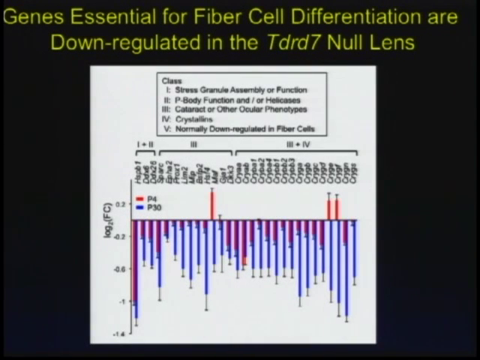This is a comparison of the P4 and the P30 mouse lens, and one can see that by P30, a range of crystallin encoding transcripts are downregulated, and multiple genes which, when mutated in either mouse or humans, give rise to cataract or disruption of lens development, are downregulated. There are also genes which are important for granule formation and stress response like HSPB1 which are downregulated.